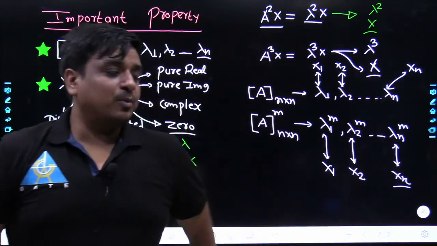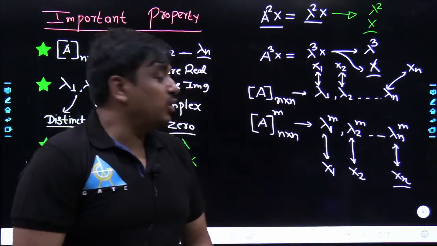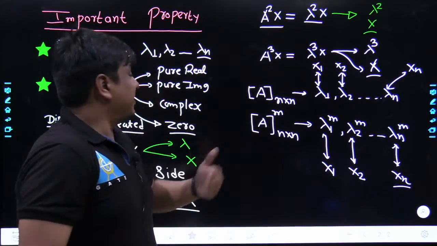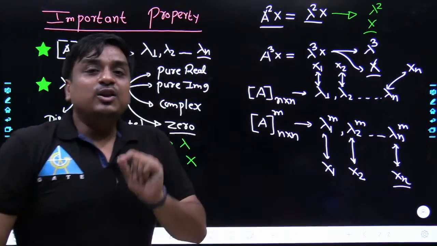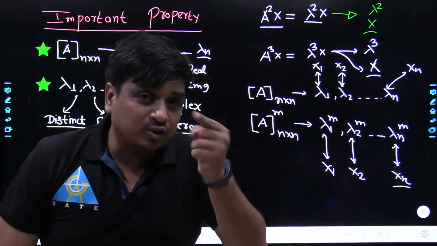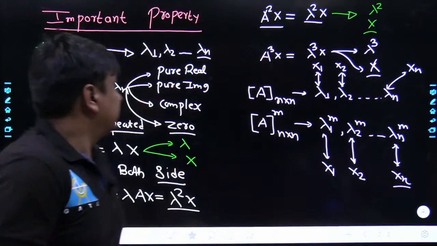I know you guys might be finding this complete concept a little bit tougher, but once I apply it over the best of the best problems which have appeared in the GATE examination, you are going to appreciate this. What does it mean? That means if the power of a square matrix keeps increasing, the values of lambda would also increase in the same fashion. But the corresponding eigenvectors are not going to change at all.